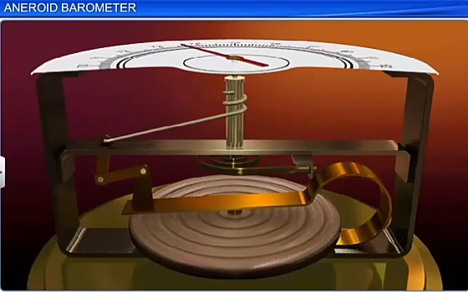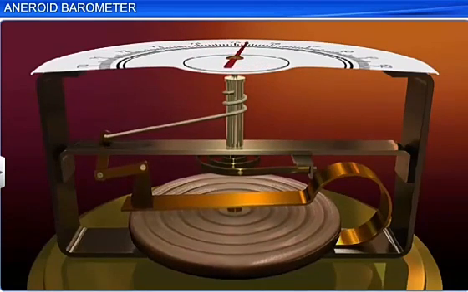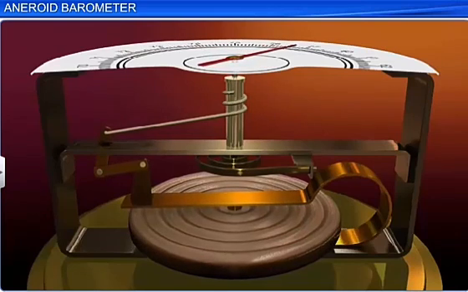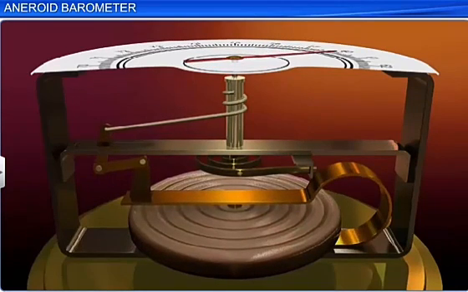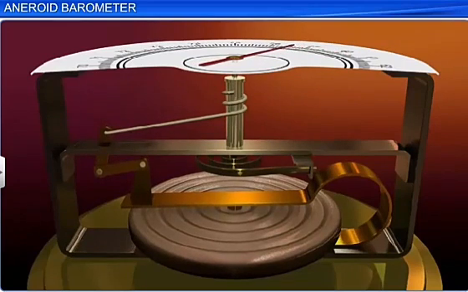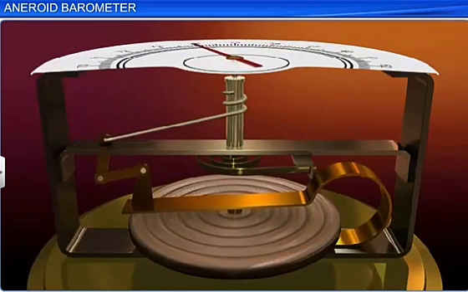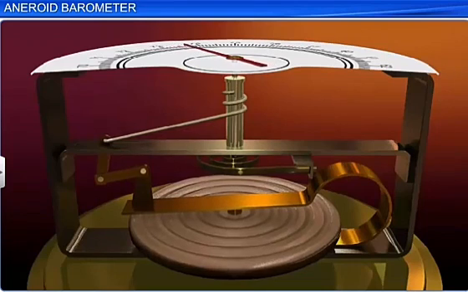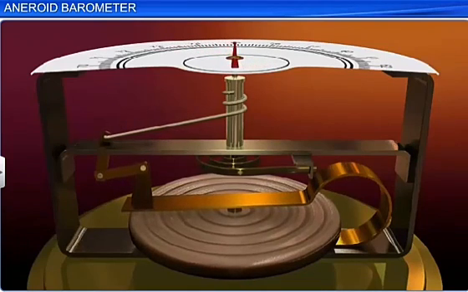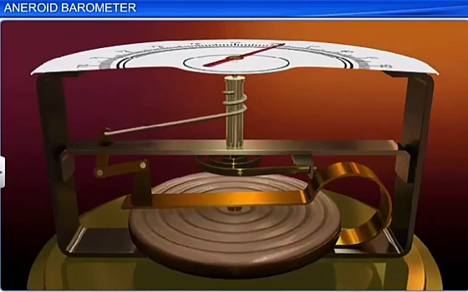Since the scale is calibrated, the atmospheric pressure can be directly noted. When the atmospheric pressure decreases, the metallic box expands and the chain across the pulley loosens. The hairspring connected to the pulley helps the pointer adjust itself to the new atmospheric pressure.